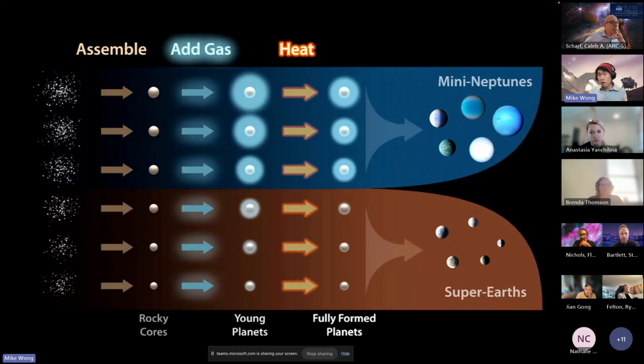Maybe it will be blown away by radiation from the young star, or perhaps the planet's own internal heat of formation drives the escape of the gas. But either way, we get this population of more rocky super Earths with much thinner envelopes of gas.